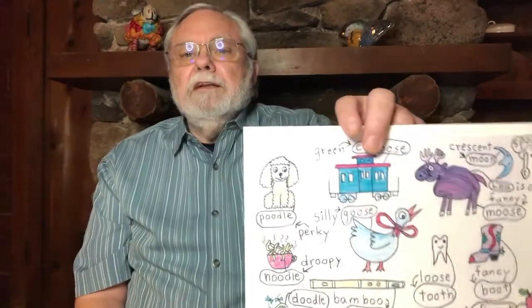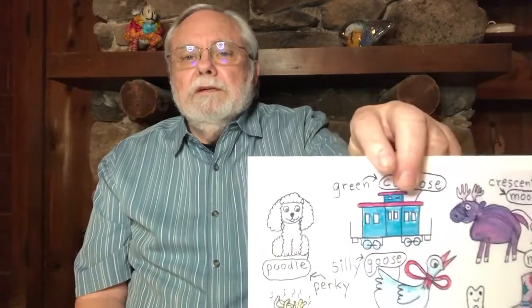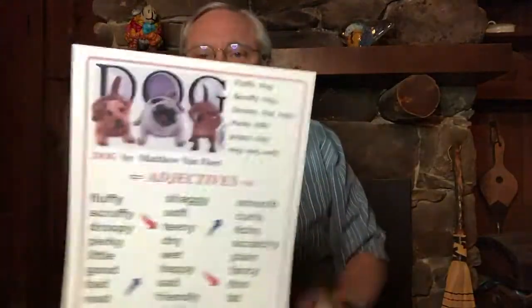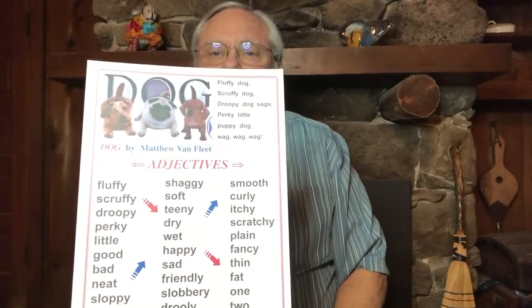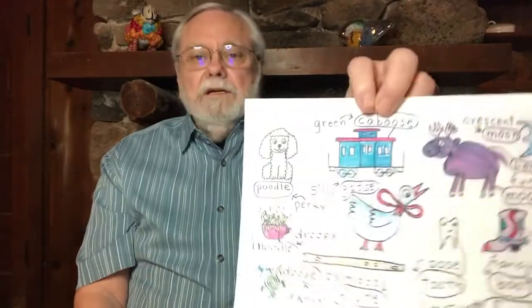So when I labeled my poodle, I decided I want to find a fun word to use in labeling that poodle. So I went over here to the chart that I made of all of the adjectives that are in the book Dog, and I found the word perky. What does perky mean? Oh, it's real lively, it bounces around, and most puppies are pretty perky.